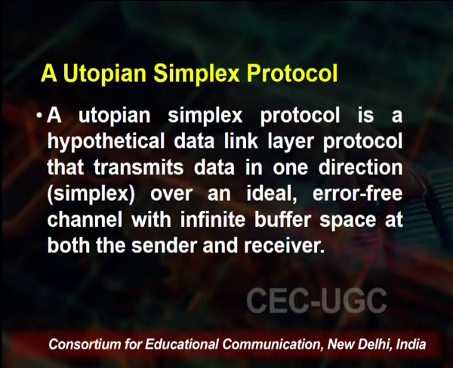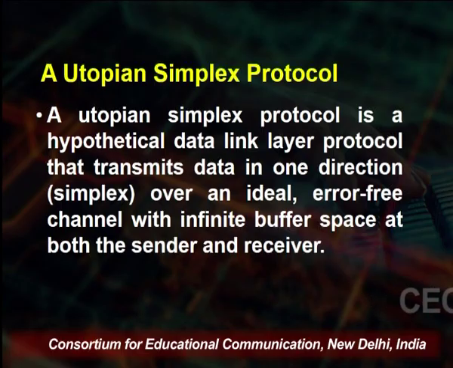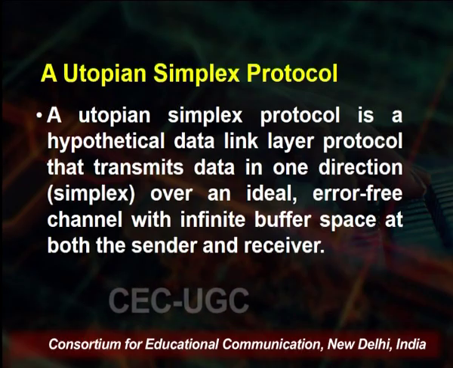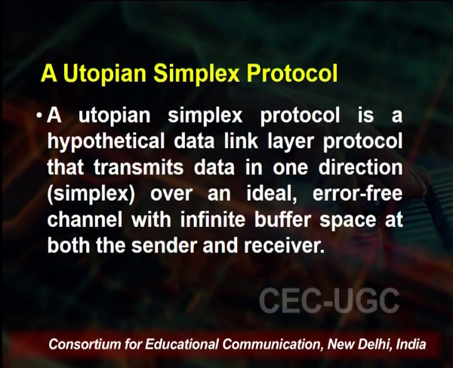Now, with all these assumptions that only sender and receiver are fixed, A wants to send some data to B on a connection oriented reliable service, no dearth of data on the sender side. Let us begin with our first protocol, which is a very simple protocol, and it is named as Utopian simple protocol. When we talk about Utopian simple protocol, it is a hypothetical data link layer protocol because of all of the assumptions we have taken.